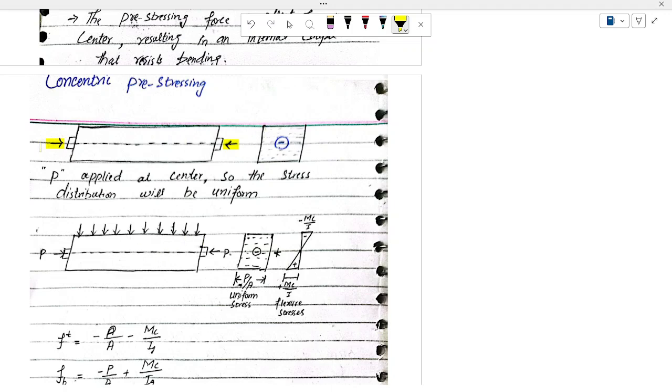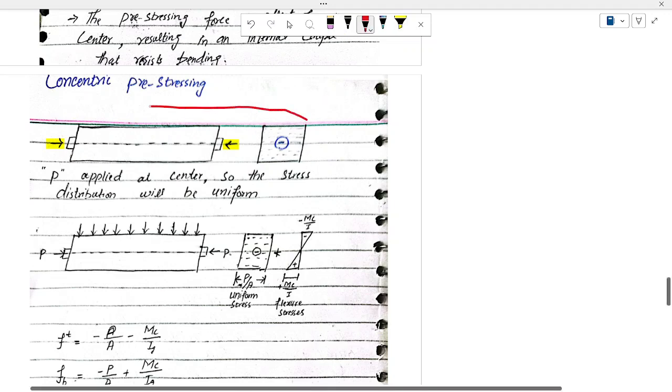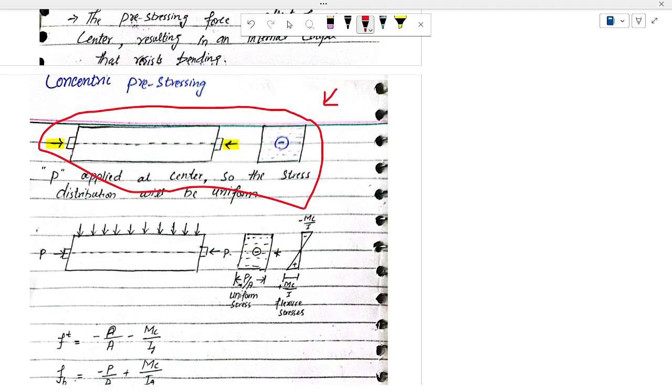This is the initial condition when there is no external load. This is condition one, where there is no external load, so the stresses will be uniform: minus P by A.